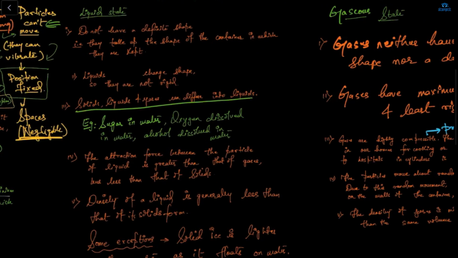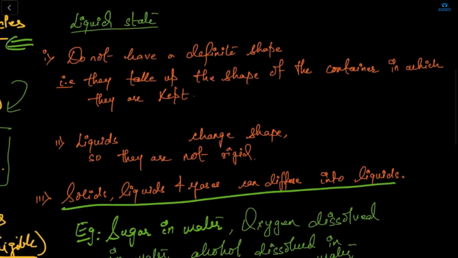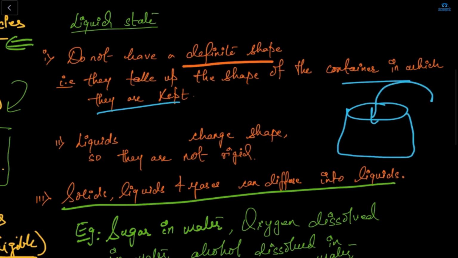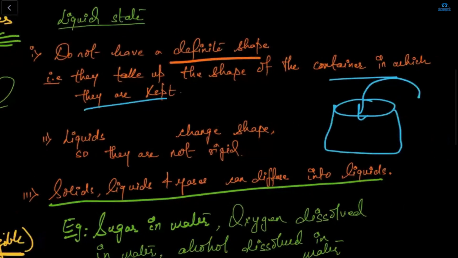You know? Okay. Next we will talk about liquids. They do not have a definite shape. Water, milk, honey, none of them have any shape. They take up the shape of the container in which they are kept. Let's say this is a beaker and I'm pouring water in this beaker. The water will take the shape of the beaker, or if I'm pouring milk, the milk will take the shape of the beaker. They don't have their own shape, but if you pour any liquid into any solid, that liquid will take the shape of that solid.